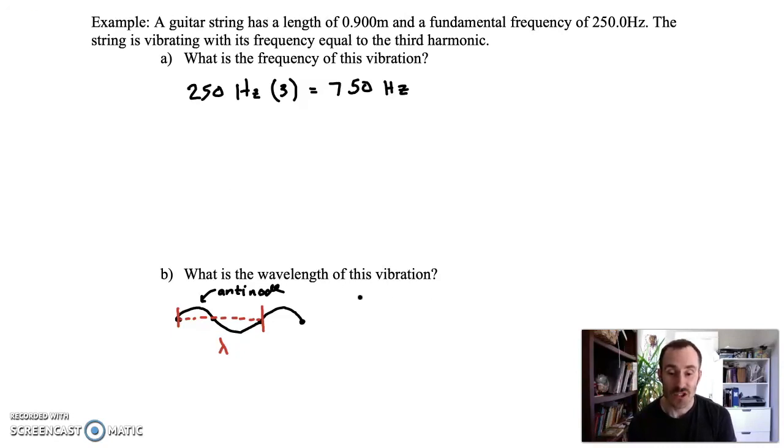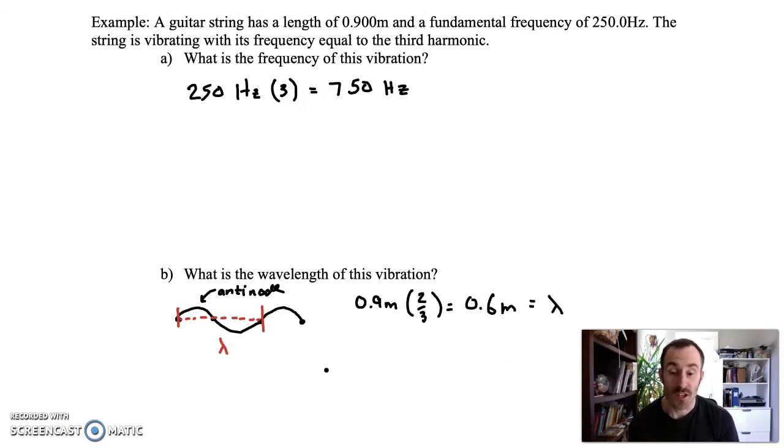The full length of this string is 0.9 meters. Now for 1 wavelength, I need 2/3 of this string, right? Because I need 2 antinodes, and there are a total of 3 antinodes on this string, and so I need 2/3 of that. So 0.9 meters times 2/3 gives me 0.6. 0.6 meters would be the wavelength of this particular vibration. So 0.6 meters, that's the wavelength.